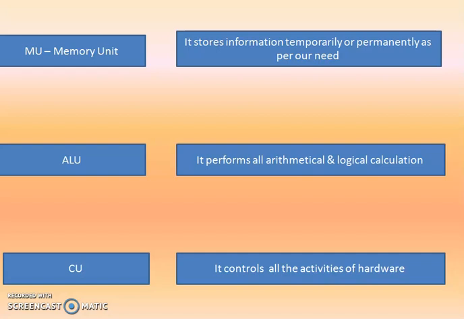That depends completely on our need. If we need the data for further use, we will store it permanently. If that data is not so important, we can keep it in RAM only, and then it will be stored temporarily, right? So the memory unit can store the data in both ways, temporary or permanent.